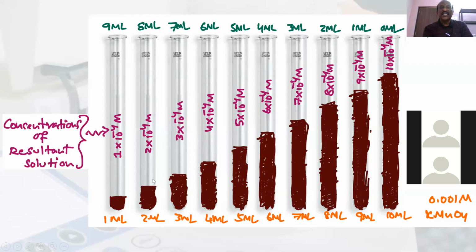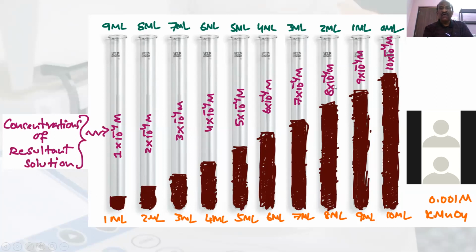For this solution, 2 ml and 8 ml, the concentration is 2 into 10 to the power of minus 4. Here you see 3 ml and 7 ml water, that is 3 into 10 to the power of minus 4. Like this we can prepare different concentration KMnO4 solutions. The concentrations should be 1 into 10 to the power of minus 4, here 5 into 10 to the power of minus 4, here 9 into 10 to the power of minus 4, and this is 10 into 10 to the power of minus 4. Different concentration solutions we will prepare like this.